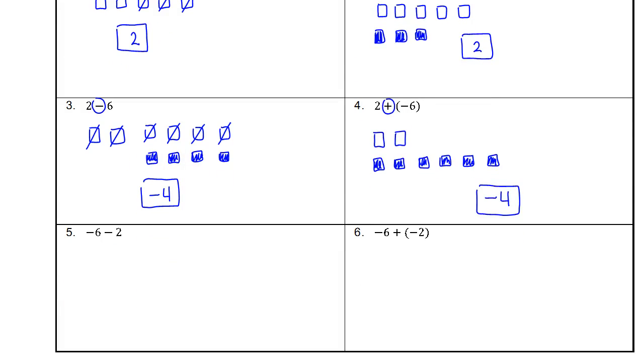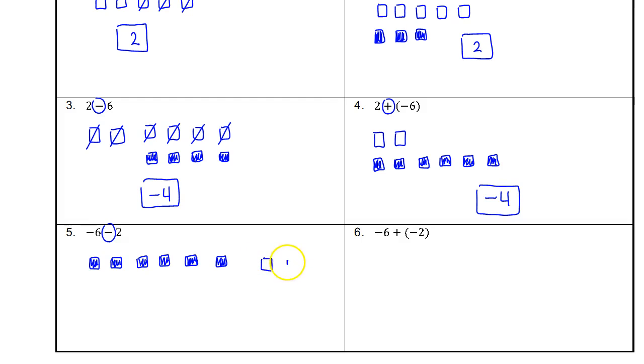Moving on to number 5, so I'm back to subtraction, and my first integer is a negative 6, so I'm adding 6 negative chips to start. I want to remove 2 positives, and as you can see, I don't have any positives, so I can't remove 2 positives if I don't have them. So you know what that means.